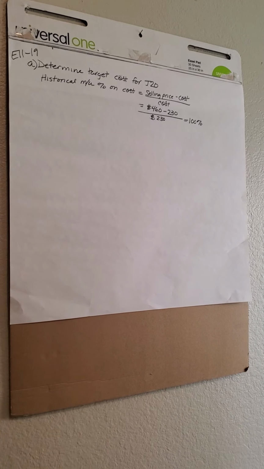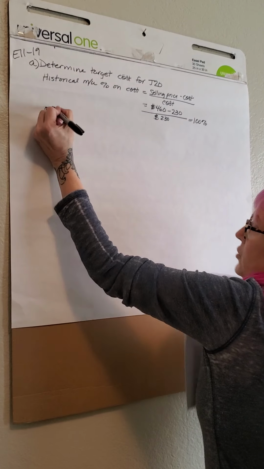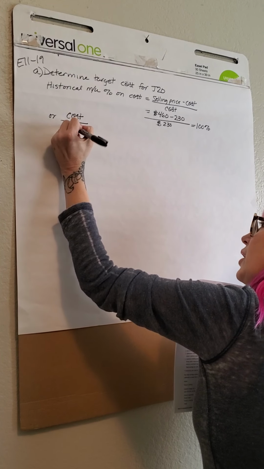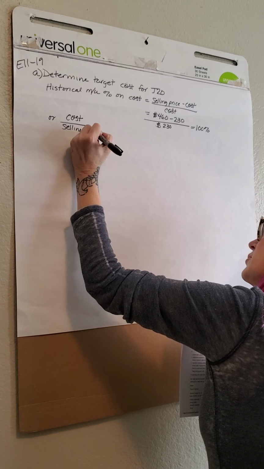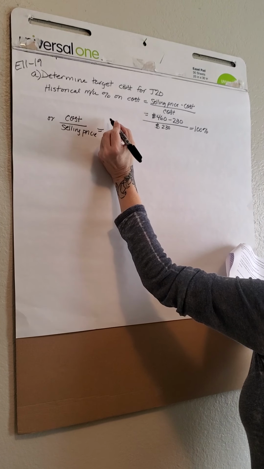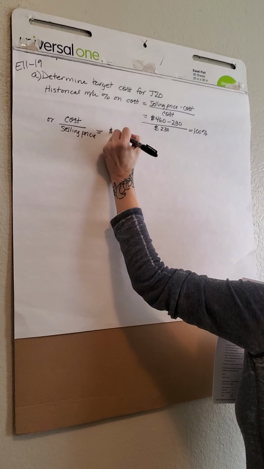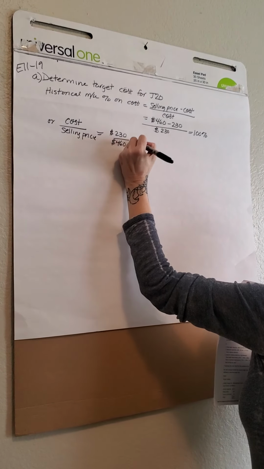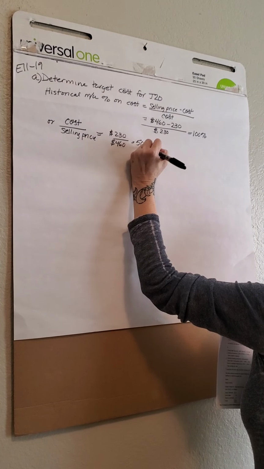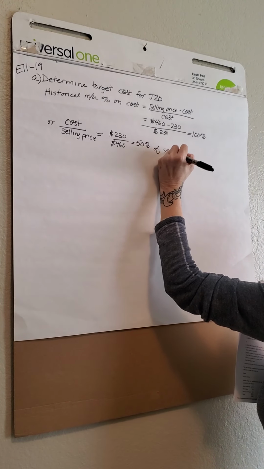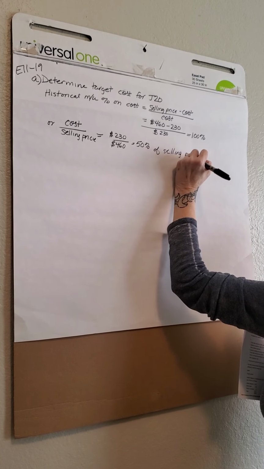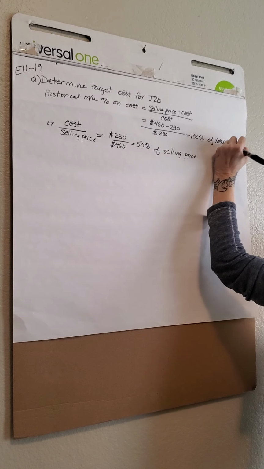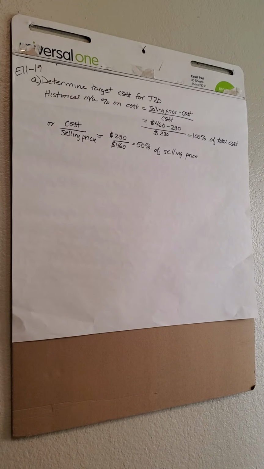Or we can also look at it this way, if we take the cost over selling price. So we know that under the old it is $230, and we're going to divide that by 460, and so that's going to equal 50% of selling price or 100% of total cost. Okay, so that's the first step in that.